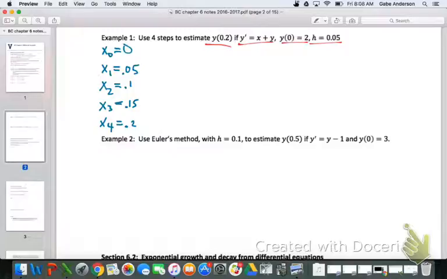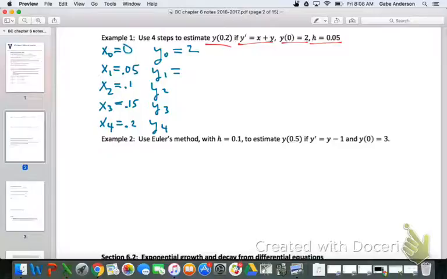Now the y's, a little tougher. The first one's not though. y0 is simply the y-coordinate for the initial condition. So y0 is going to be 2, right? So when x is 0, y is 2. And then I'm just going to fill in the rest here, but we're going to have to do a little work to get these.